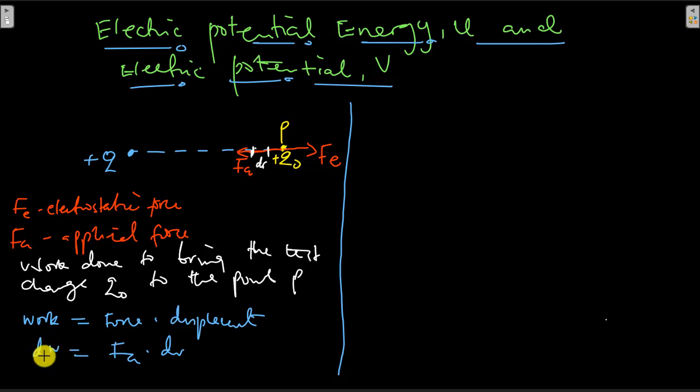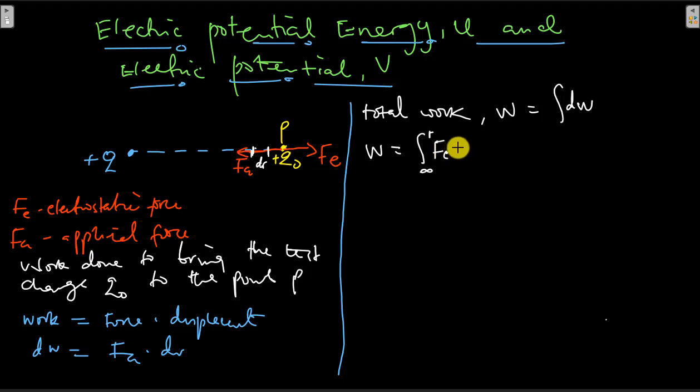Now this is only the work done in moving the charge through a small distance dr. Let's find the total work we have to do to move the charge from infinity to this point. The total work W is going to be the integral of all the small elements of work. Integration means adding up very small, tiny elements. So the total work is the integral from infinity to r of the electrostatic force dr.